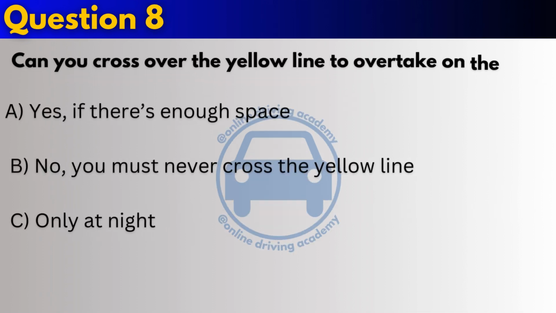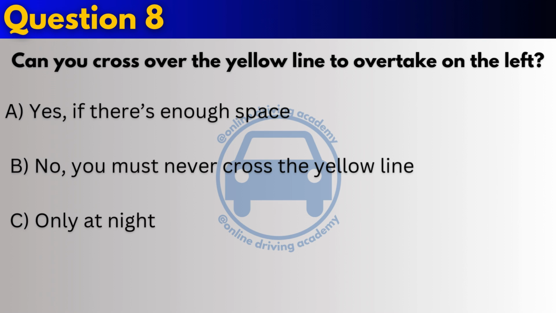Question 8. Can you cross over the yellow line to overtake on the left? Is it option A, yes, if there's enough space? Is it option B, no, you must never cross the yellow line? Or is it option C, only at night? Now with option A, if it says yes, if there's enough space, now that is incorrect, right? You are not allowed to cross that yellow line.